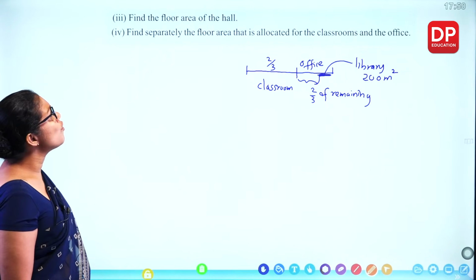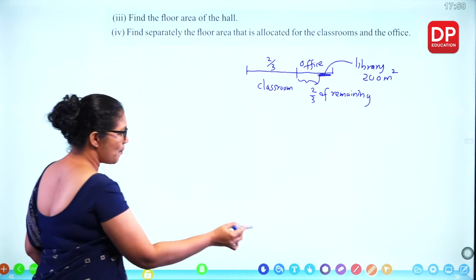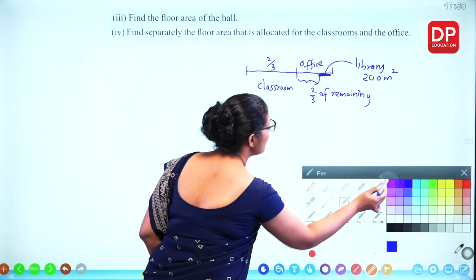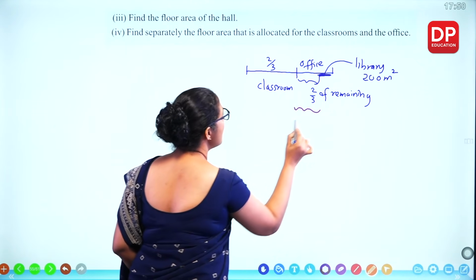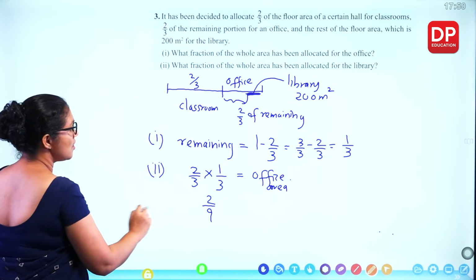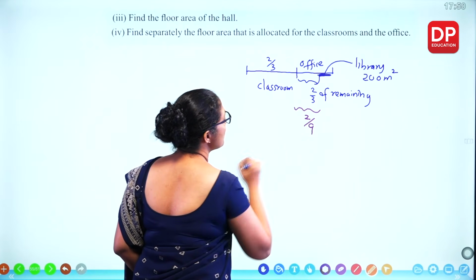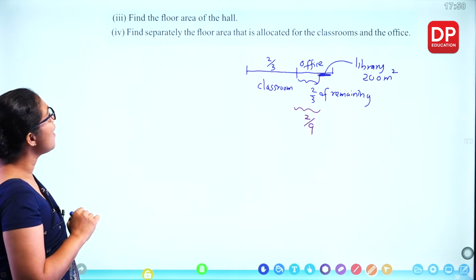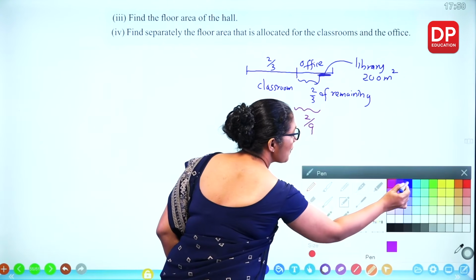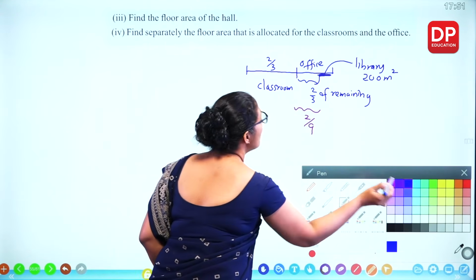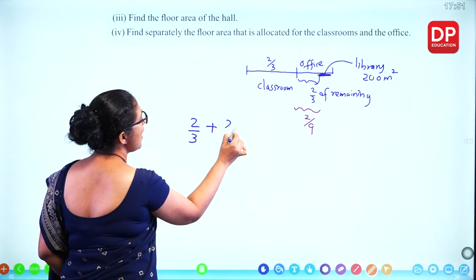It says find the floor area of the hall. Now here we found from the previous part 2/3 for the classroom, and what's the fraction for the office? We found that is 2/9. So I can write here 2/9 for the office. And now they're asking find the floor area of the hall. Now we know here 2/3 for the classroom and 2/9 for the office.